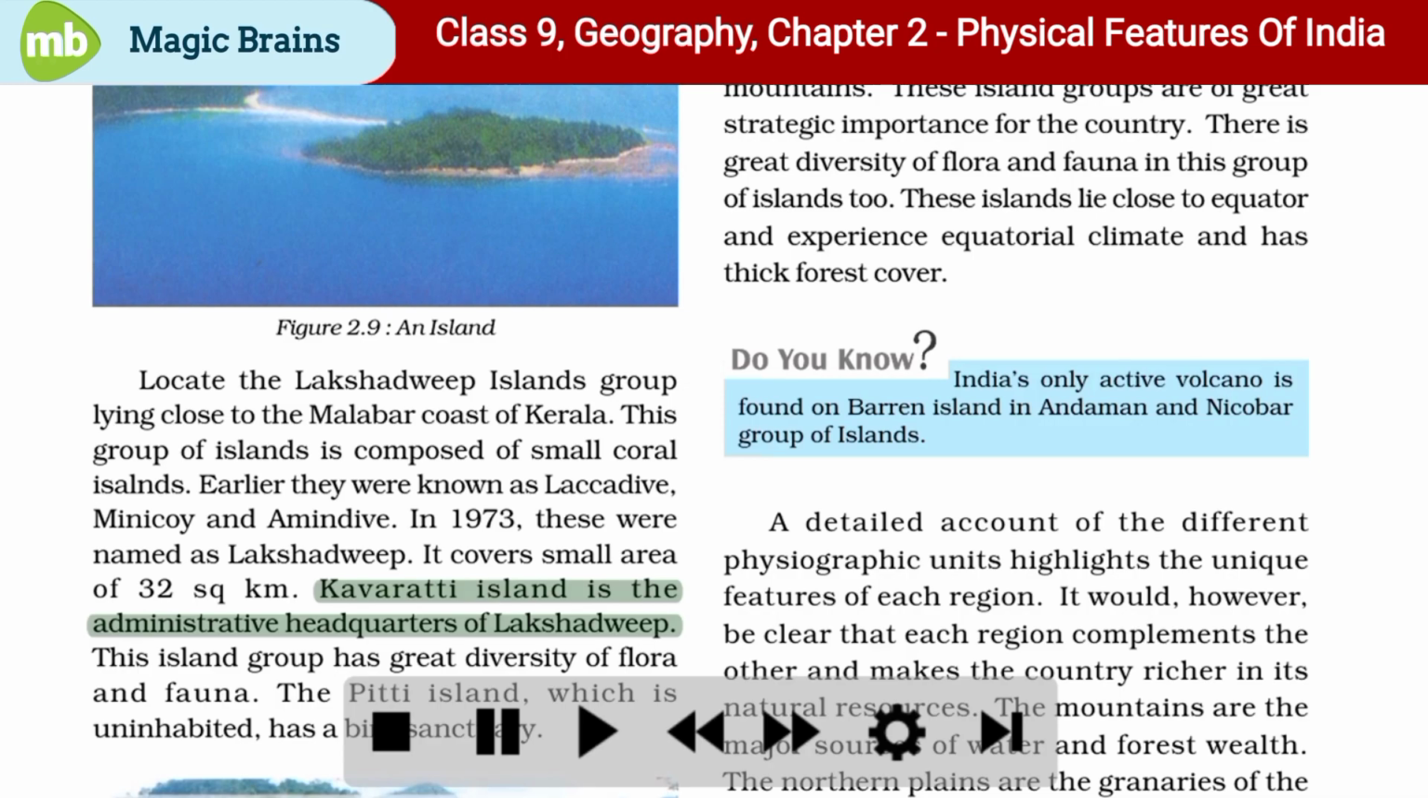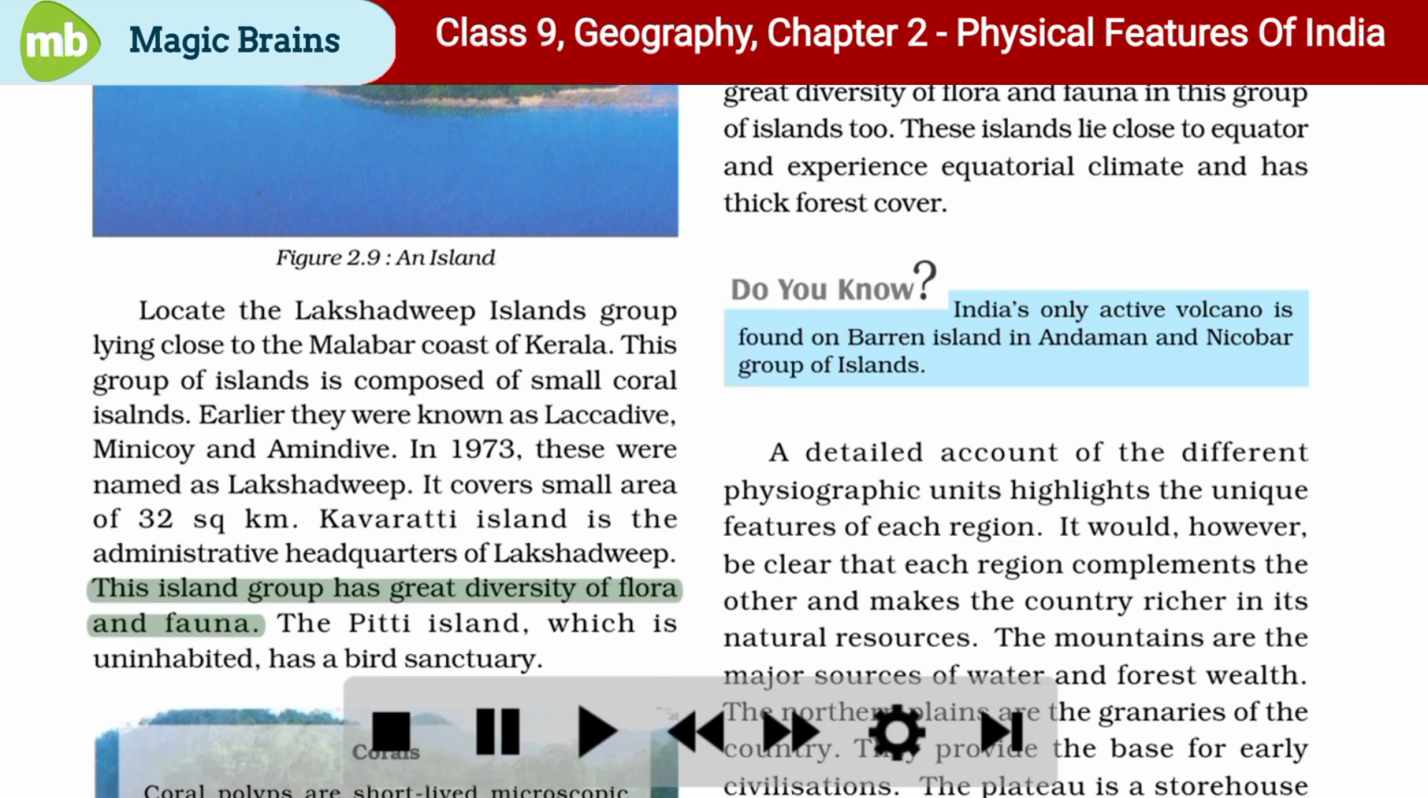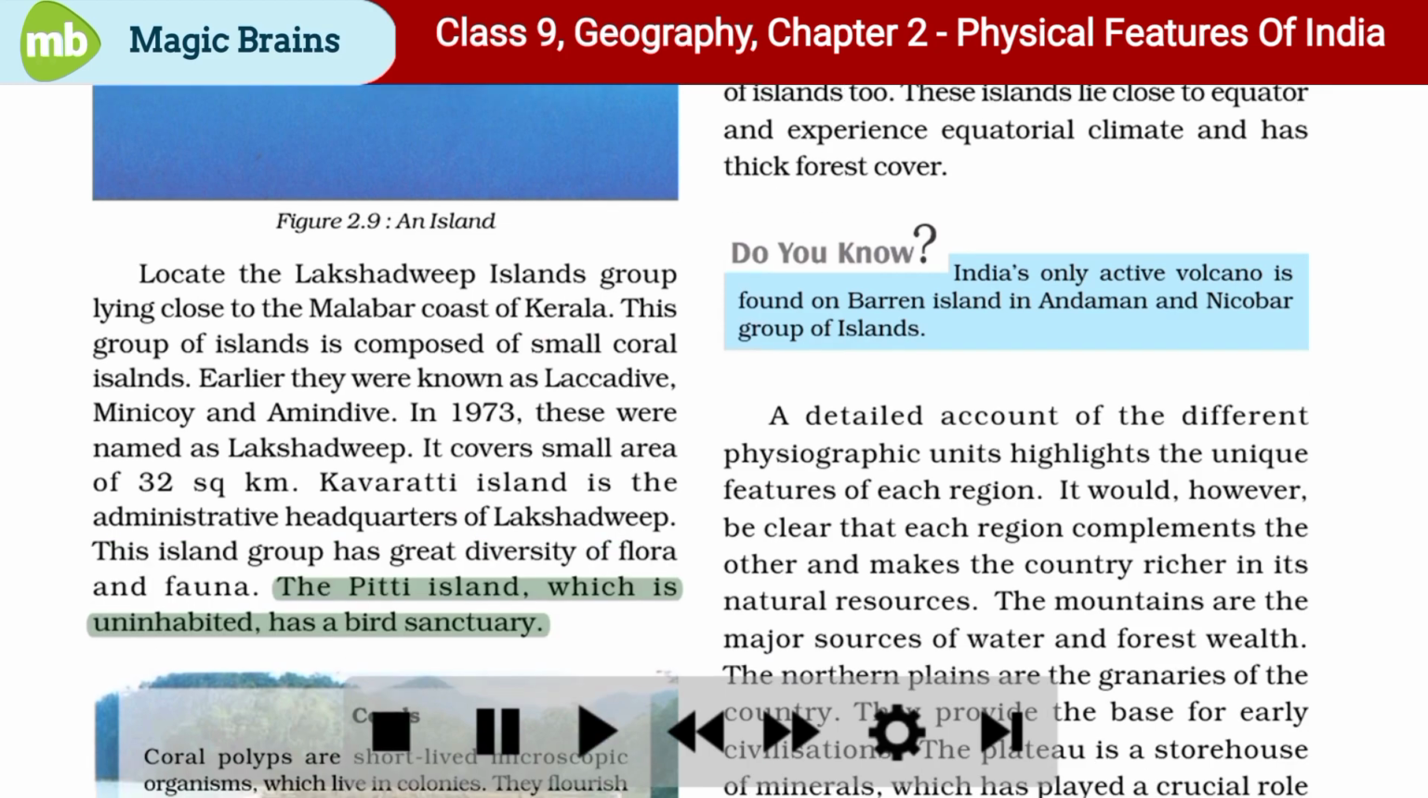Kavaratti Island is the administrative headquarters of Lakshadweep. This island group has great diversity of flora and fauna. The Pitti Island, which is uninhabited, has a bird sanctuary.